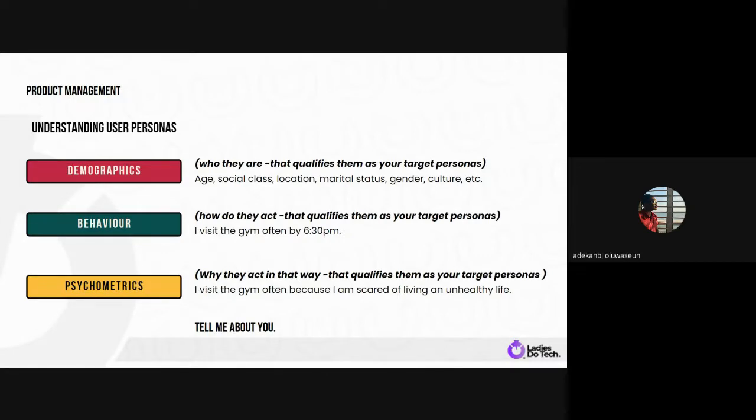Behavior tells you about habits. I do this every day. I go to work every day. I always switch off my phone at 2 p.m. every day. That's behavior. So you want to understand user behavior critically. Then you go deeper to check the why. Why are they doing those things? So: demographics, behavior, and psychometrics.